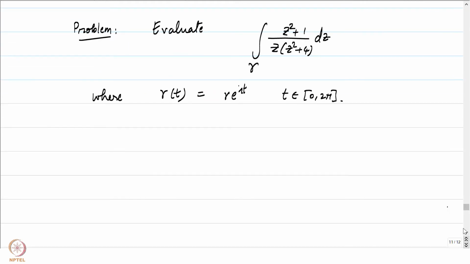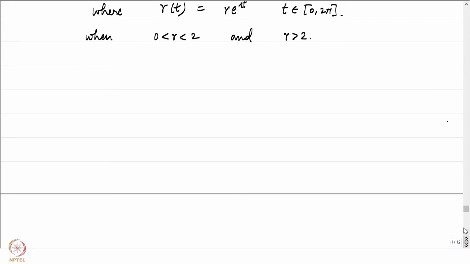And now the question is to check the cases when 0 is less than r less than 2 and when r is greater than 2. So in these cases we will have to evaluate this integral. We will see why these cases are being described separately when we solve the problem.